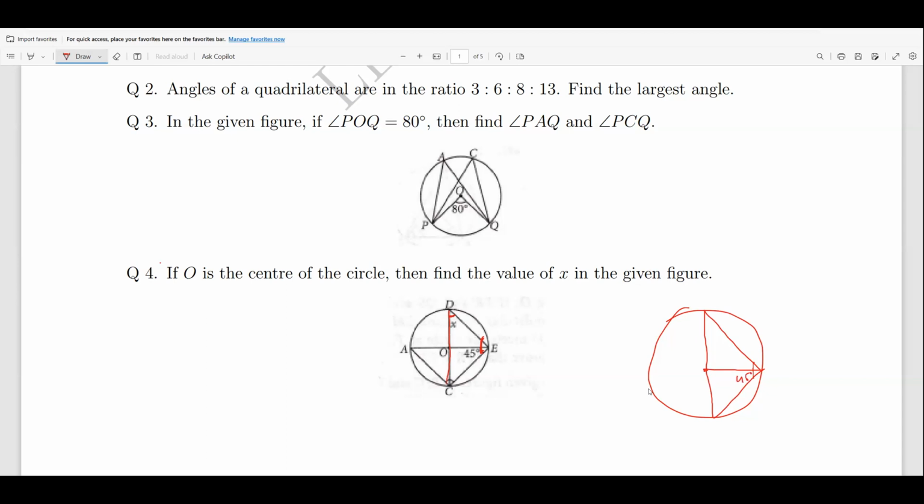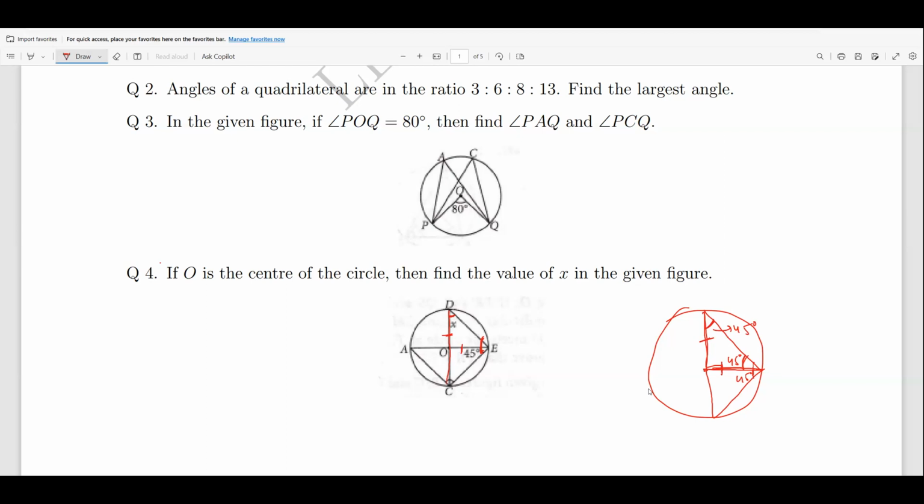And you know that half of 90 degrees is 45. So this indicates that this should also be 45, because the whole is 90. So if this angle is 45, then this should also be 45. And now you know that this is a radius, this is a radius. So it is an isosceles triangle, so this will be equal to this. So this is 45. Understood?